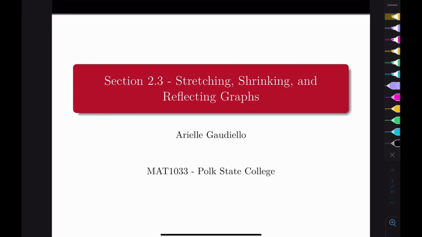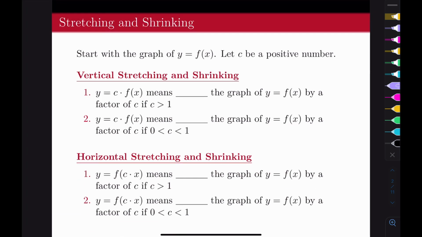Now we're going to finish up the different types of transformations, and we're going to talk about stretching, shrinking, and reflecting graphs. So first we're going to talk about stretching and shrinking. And honestly, there's not too much of a difference between these because you're going to notice one will translate to another. All this does is make the graph either wider or thinner. So it just depends in which direction you're applying a weight, basically.